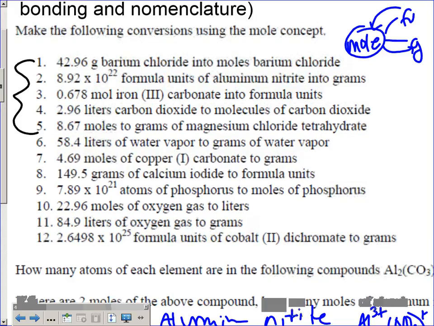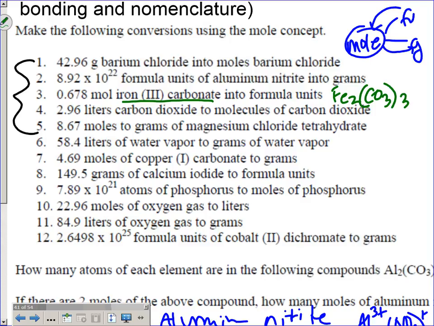Before I move on, tell me the formula for iron 3 carbonate, number 3. Fe2(CO3)3. Thumbs up if you got that. Okay, and that's what I was just talking to somebody else about. If you just look up stuff online, you're not forcing yourself to walk through your process, and if you don't practice your process, you don't know your process, period.